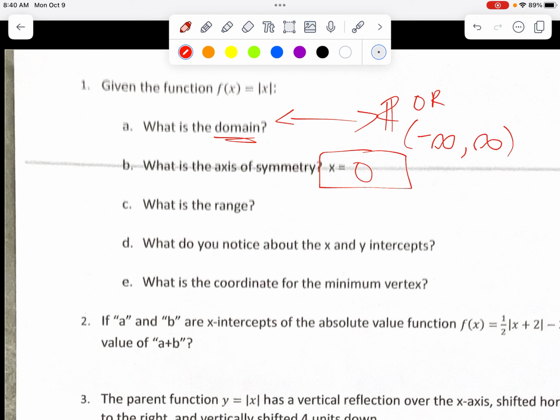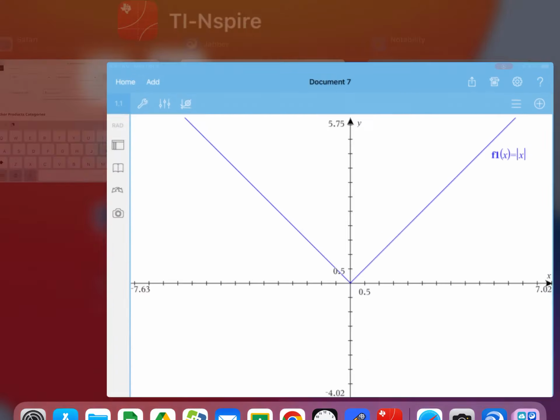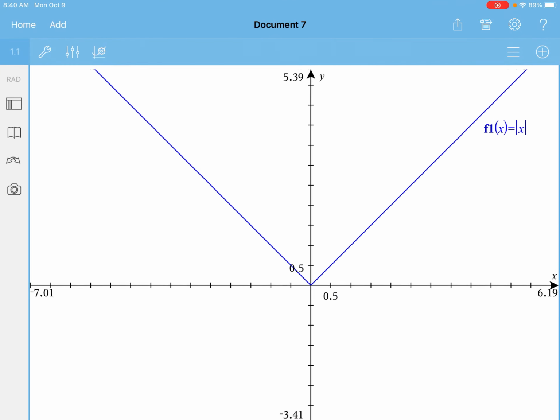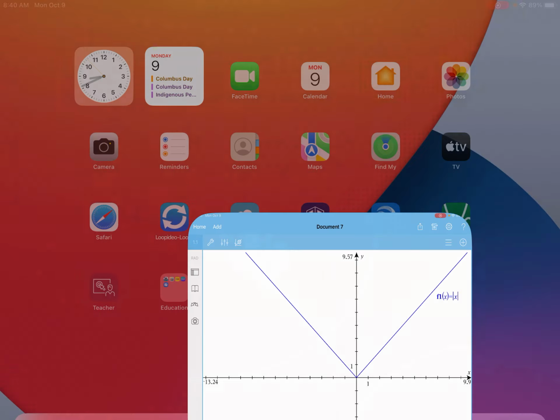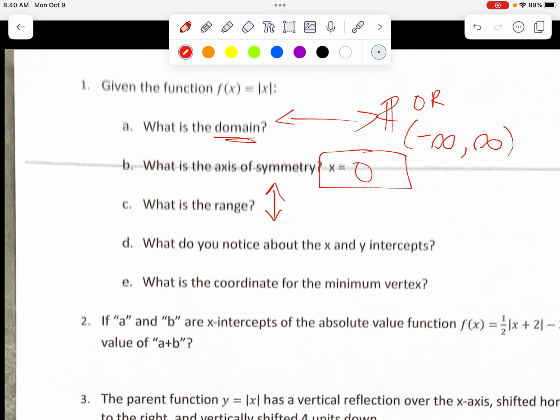The range is how far down and up the graph travels. Let's go back to our graph. We always start with how low the graph travels. If you look right here, the lowest that it goes is at 0 on the y. But then if I look up top, I have arrows pointing up. Our range starts at 0 and it goes up forever. 0 is going to get a bracket because it is part of the graph.